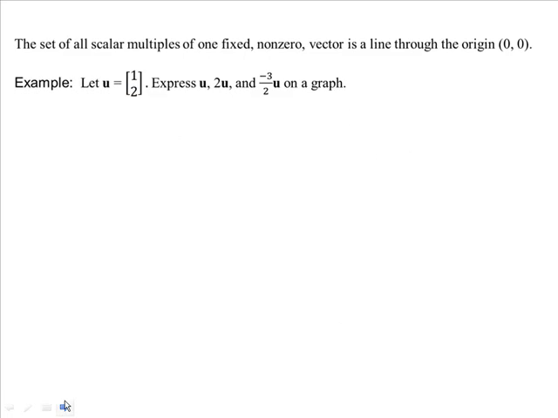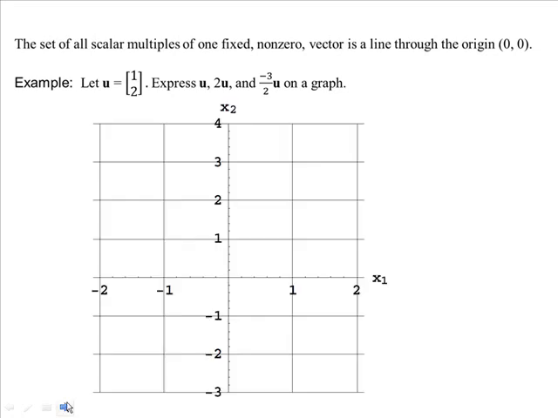The set of all scalar multiples of one fixed non-zero vector is a line through the origin 0, 0. For example, we're going to let u be the vector 1, 2, and we want to express the vectors u, 2u, and -3/2 u on a graph. So we'll visually see that these should lie in a straight line. So we're going to graph them. First, let's find what 2u and -3/2 u are.